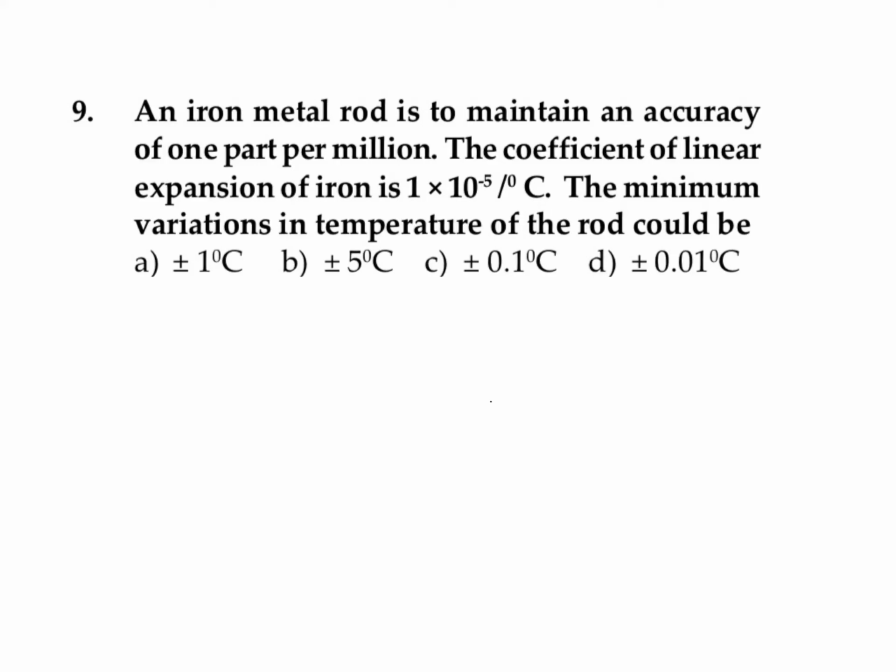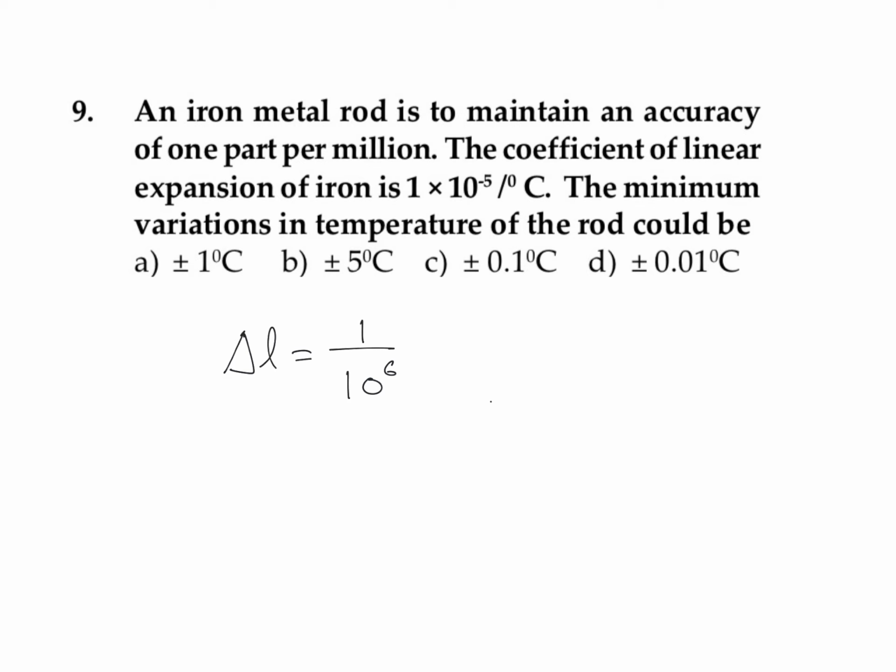In this question, it is given that an iron metal rod is to maintain an accuracy of 1 part per million. So just identify what we mean by 1 part per million. That means there is a change in length of 1 out of 10 raised to 6. 1 million means 10 raised to 6. So we can write delta L is equal to 1 divided by 10 raised to 6.